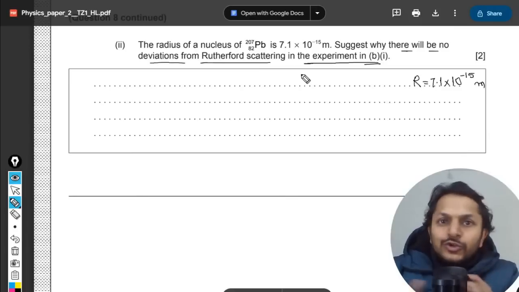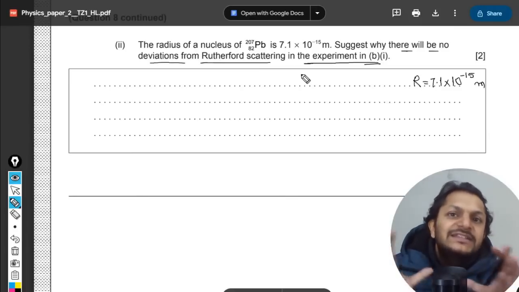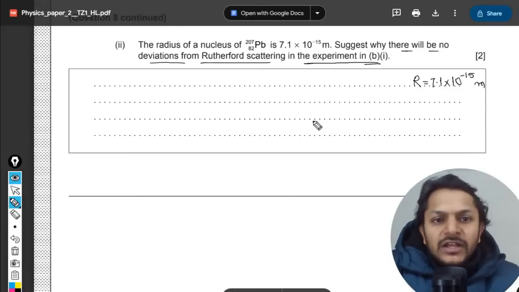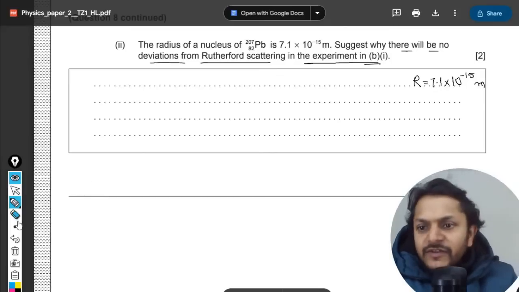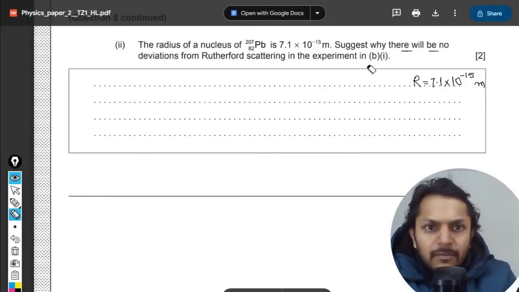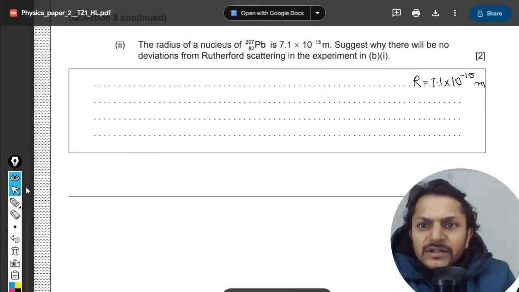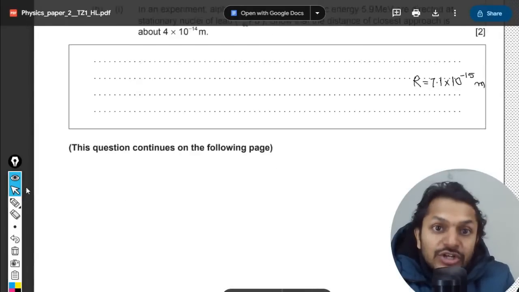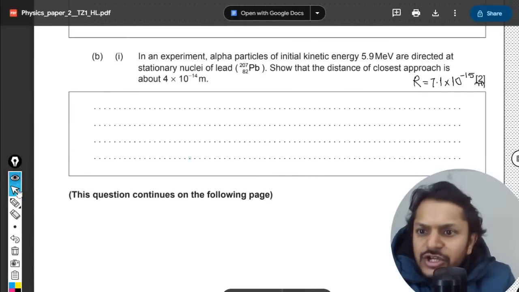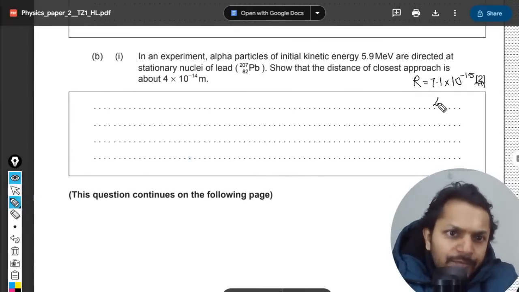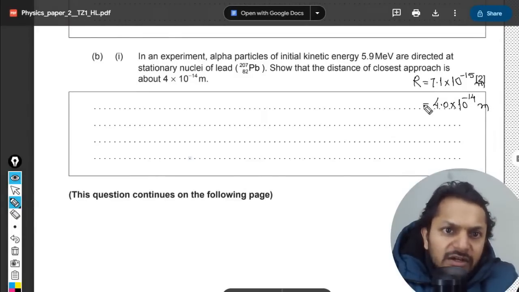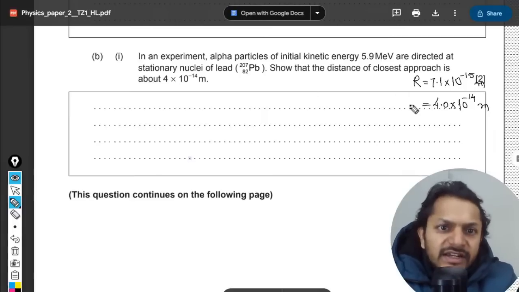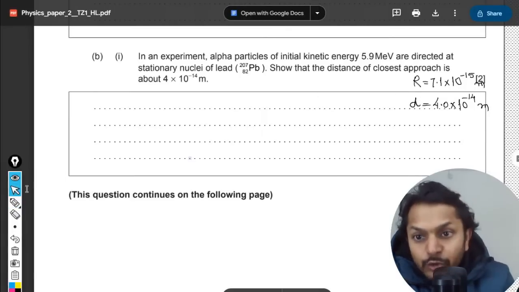So why do you think that we would be finding similar results? You see that in the other question we found the distance of closest approach, and the distance of closest approach is found to be 4.0 × 10^-14 meter.